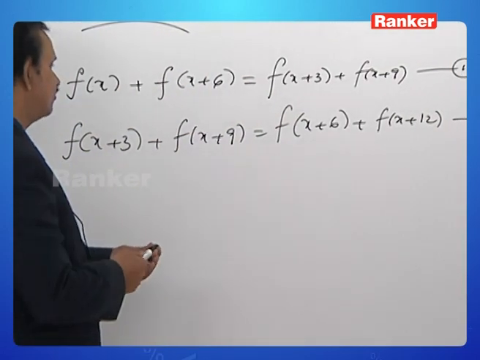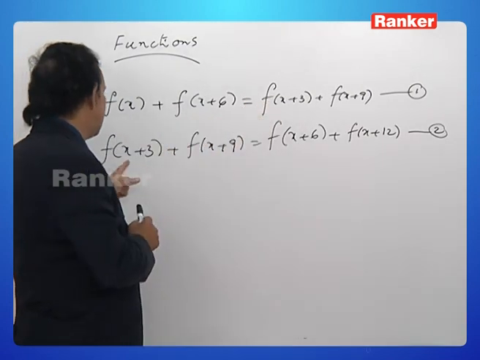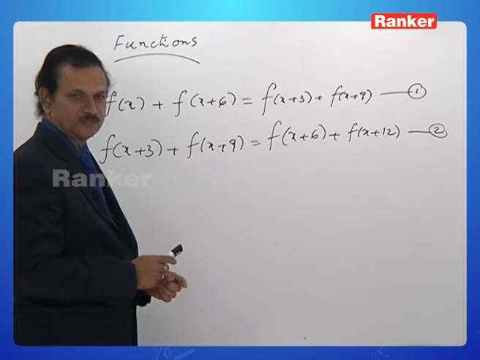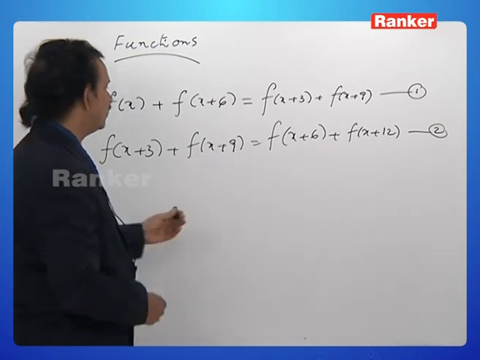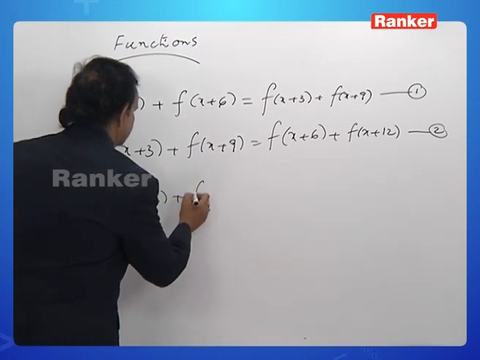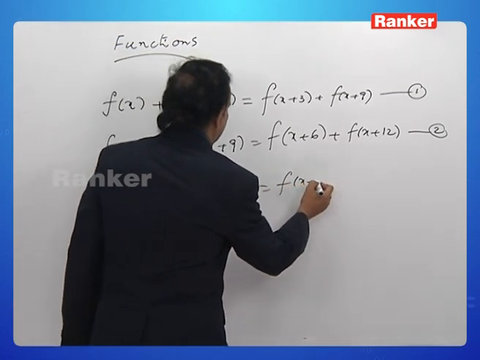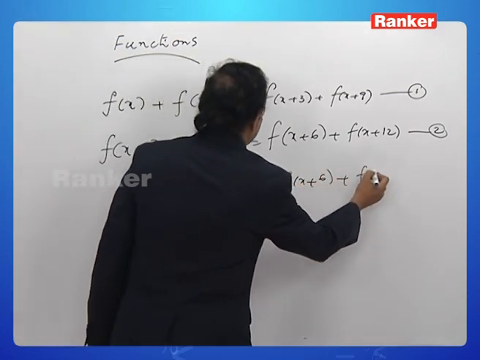Observe these two relations carefully. RHS of the first relation is nothing but LHS of the second relation. So equating these two, what are you going to have? f of x plus f of x plus 6 is equal to f of x plus 6 plus f of x plus 12.